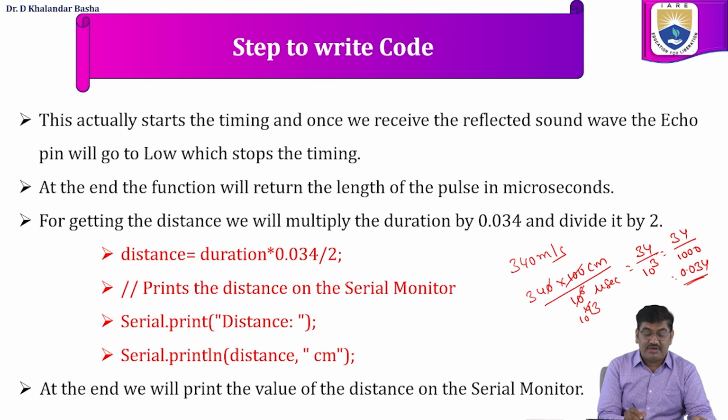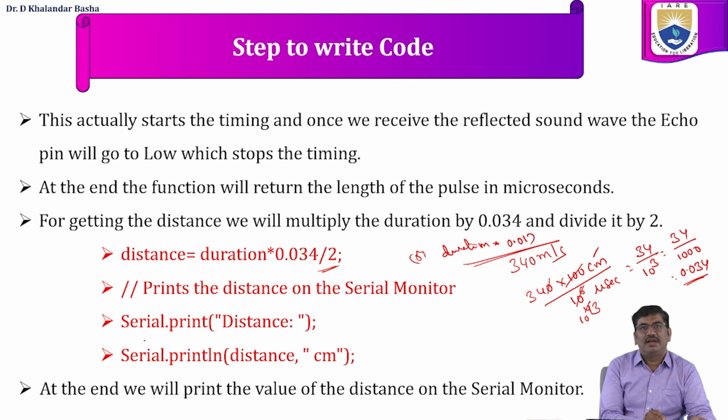As the sound wave is traveling twice, we divide by 2. So either we can multiply the duration by 0.034 and divide by 2, or we can multiply the duration by 0.017. Both are valid. The distance we measure will be in centimeters.